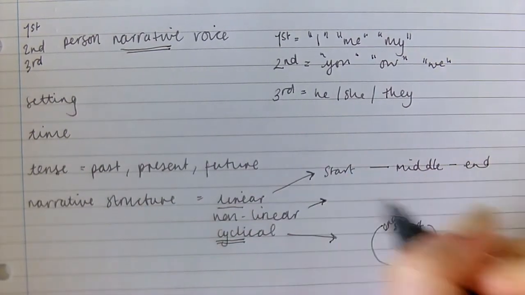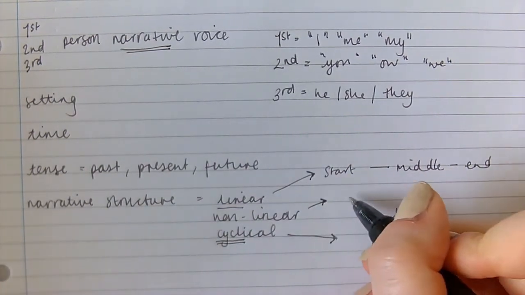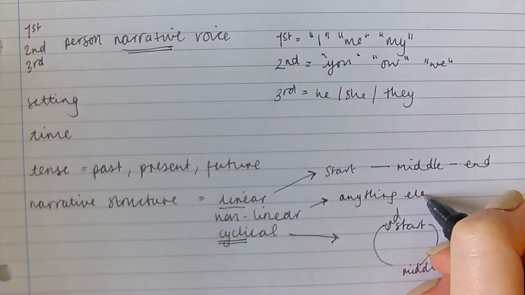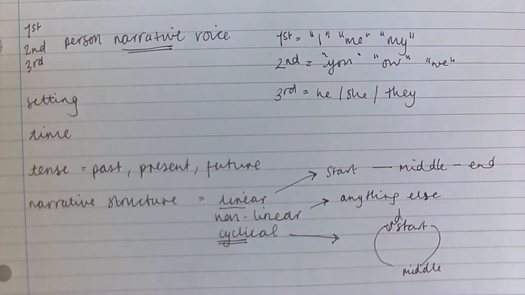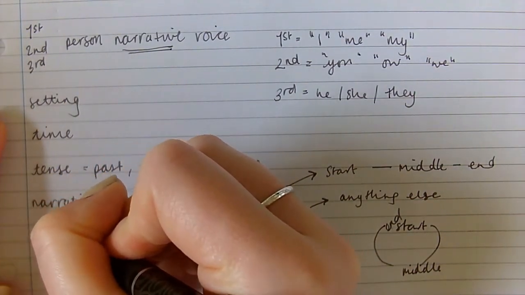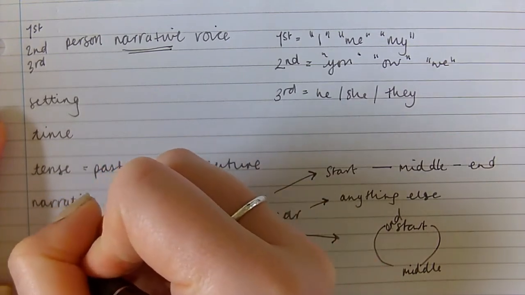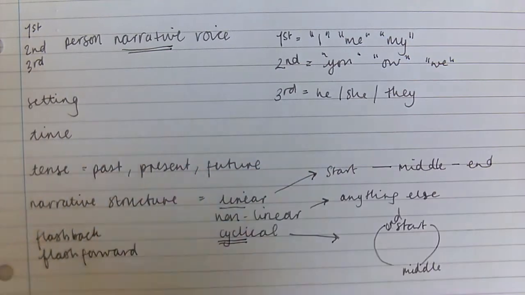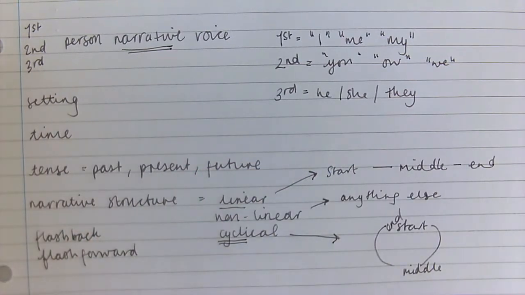Non-linear is quite simply anything that doesn't fit these two. Anything else. Now, you're probably not going to use these too much, because you're only going to have an extract, but it's good just to have them in the back of your mind. You might also more likely come across narrative jumps, as you have a flashback or a flash forward. And that's really important to think about there as well.